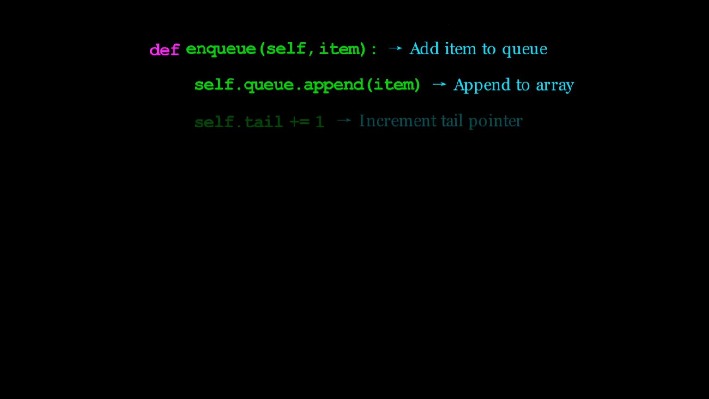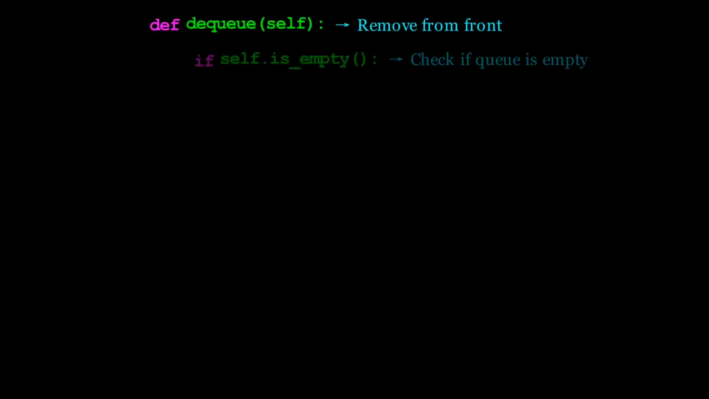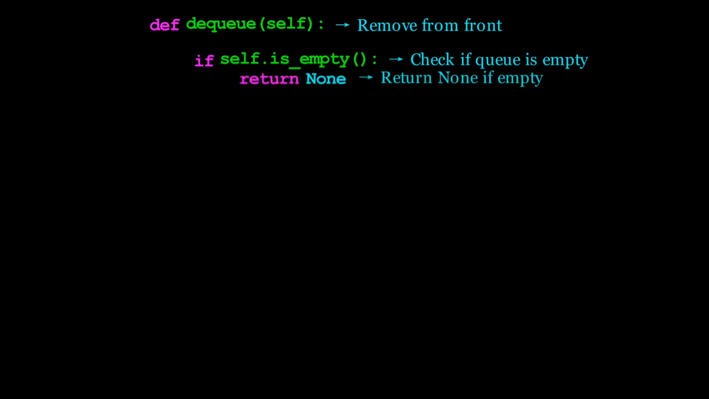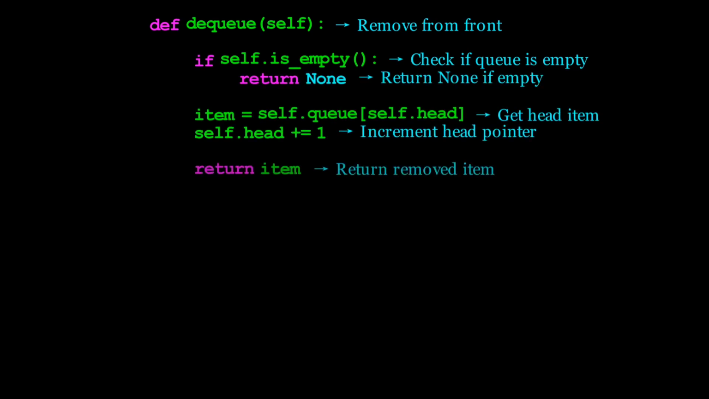Now let's look at the enqueue operation. The method is for adding items to our queue. The implementation is simple, that is, we just append the new item to our underlying array and increment the tail pointer. Similarly, in the dequeue operation, we first check if the queue is empty using the previously defined method. And for non-empty queues, we retrieve the item at the head position and then increment the head pointer.